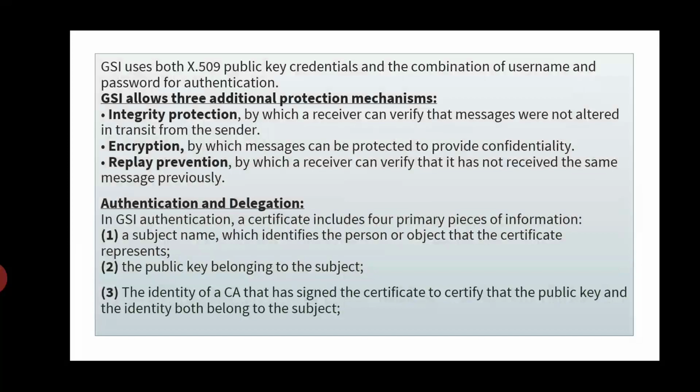Three additional protection mechanisms. The first one is integrity protection, by which a receiver can verify that messages were not altered in transit from the sender. The second one is encryption, by which messages can be protected to provide confidentiality.